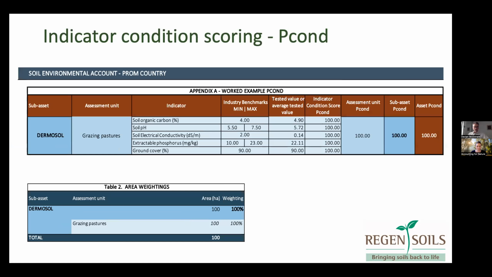And that's the same phosphorus scoring. And this is the second example for the first farm. And again, single soil order, all grazing.